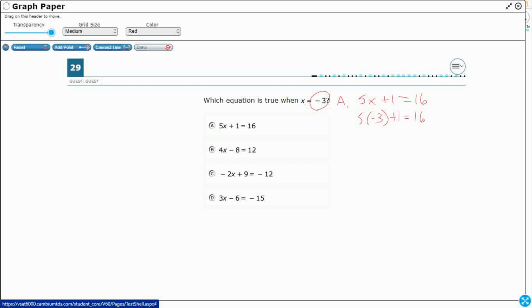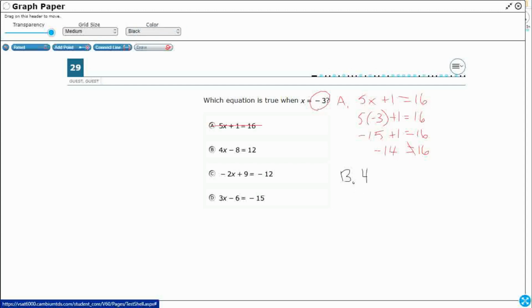But it's 5 times -3. When you multiply a positive times a negative, it actually turns into a negative. So this is -15 plus 1. And so that's actually going to be -14. Not even close to 16. So no on A. Let's check B here.